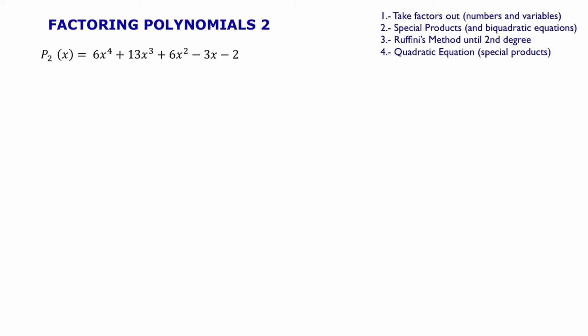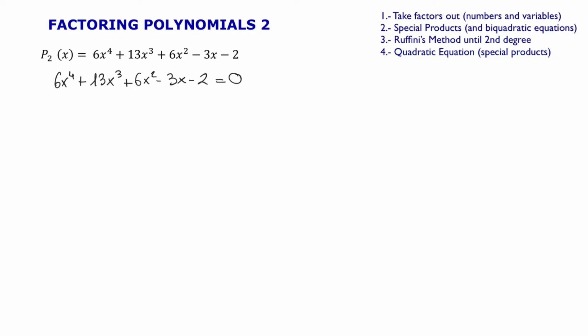Okay, this is the second example about factoring polynomials, which shows different situations compared to the previous one. Remember that we need to start the exercise by rewriting the polynomial 6x to the fourth plus 13x cubed plus 6x squared minus 3x minus 2 equals 0, because we are looking for the roots of the polynomial, which are exactly the same as the solutions of this equation. Now we follow the steps.